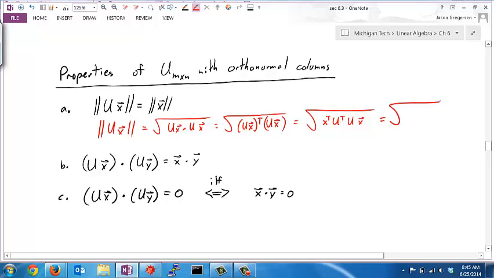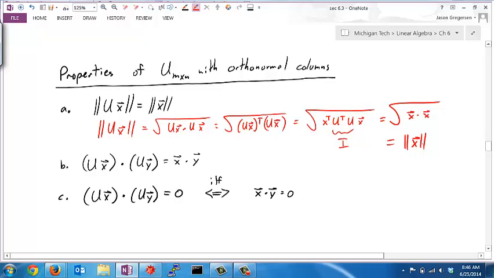And what does that allow me to do? What's special about the transpose of U if it has orthonormal columns? Inverse. It's really the inverse. So this product here is going to give me identity. So all I'm left with here is X transpose X, which is the same thing as writing X dot X. And the square root of X dot X is just the magnitude of X.